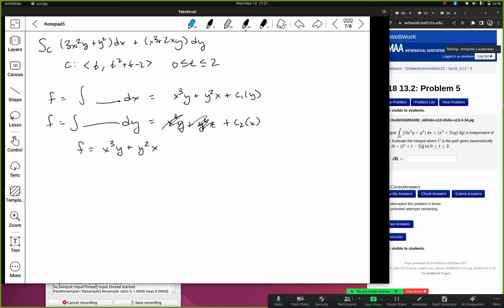If I wanted to be extra careful, I could go ahead and check grad f. When I take derivatives with respect to x, I'm going to get 3x squared y plus y squared. And then taking derivatives with respect to y, I'm going to get x cubed plus 2yx. And you can see that that matches the terms that I had inside that line integral. So it looks like this approach worked.